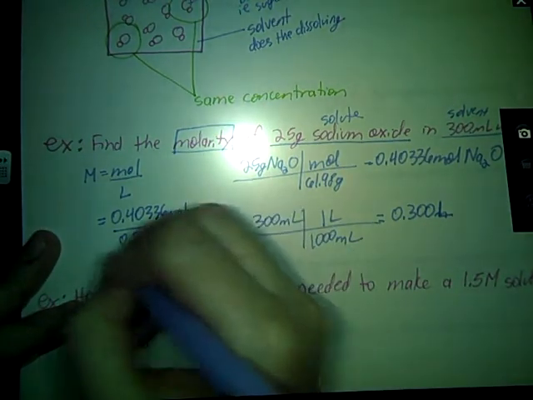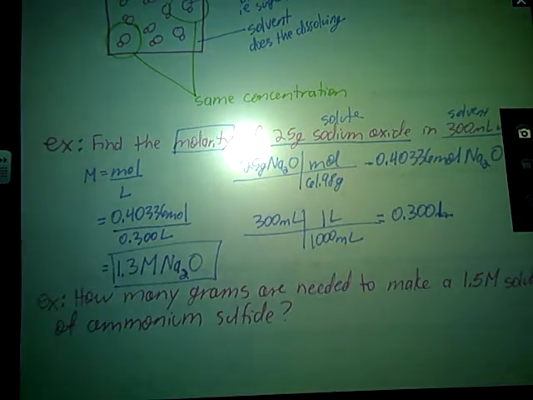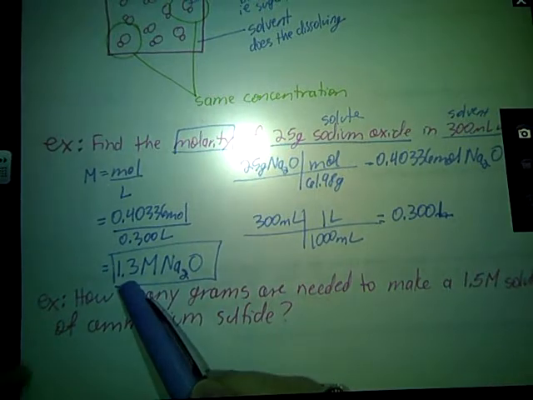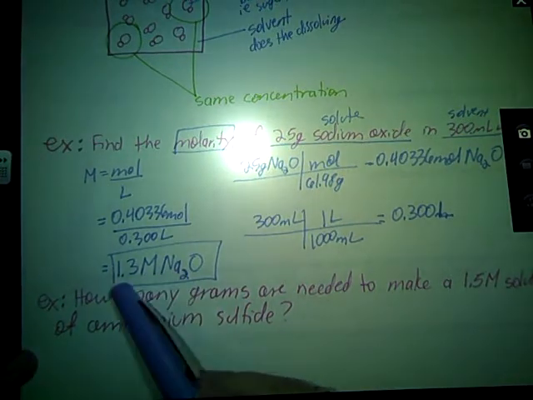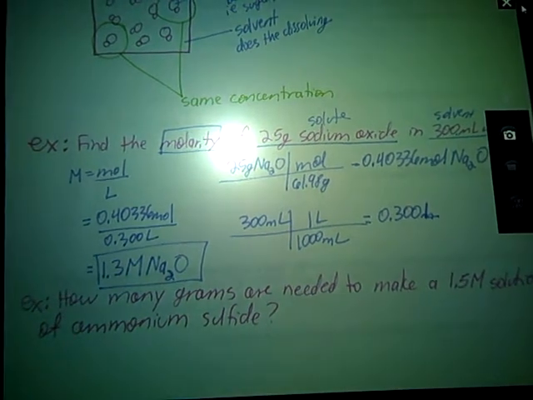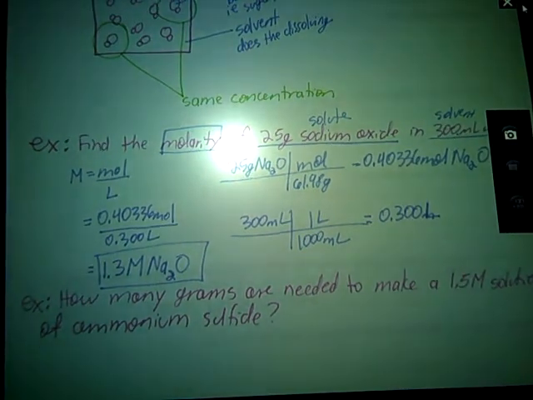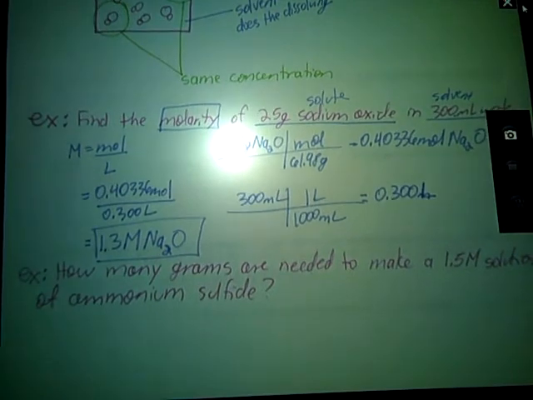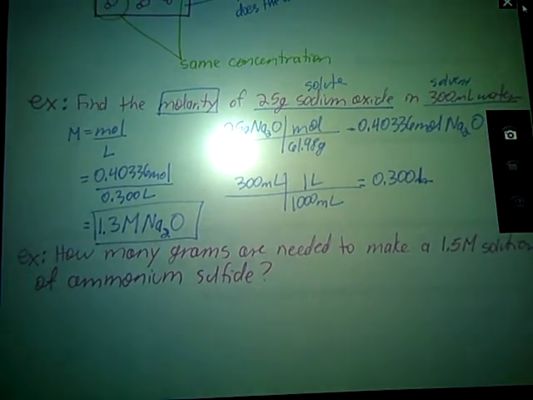sodium oxide. Remember, your final answer needs to have correct sig figs. It also needs to have the number, the unit, and the thing. So this is a 1.3 molar solution of sodium oxide. So that's your basic problem. But this next one is the sort that you might see in a lab situation.